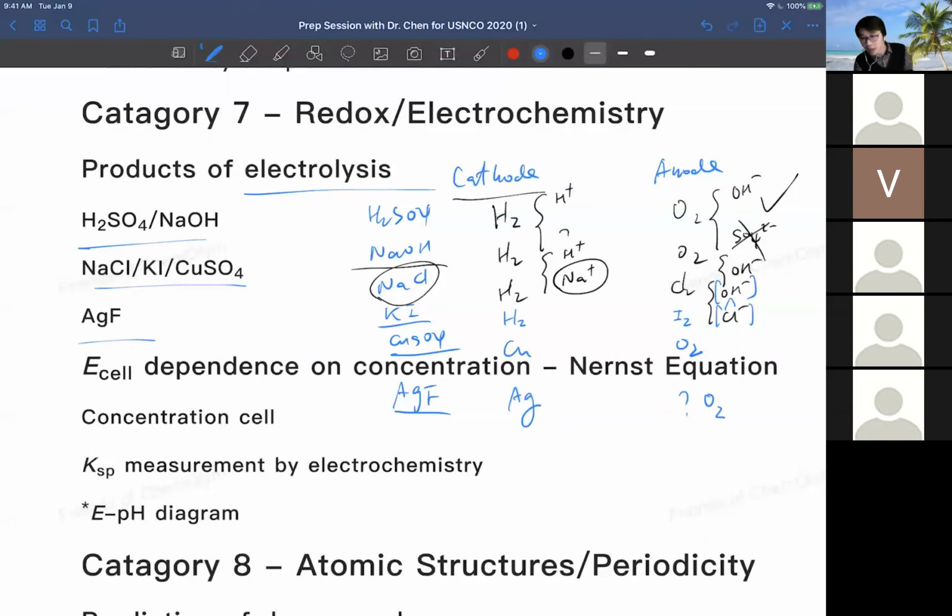Here will be O2, because the two candidates are one fluoride and one hydroxide. Although hydroxide has a much lower concentration, F minus is so hard to lose electrons, because F2 is so strong to gain electrons, right? So I think it makes sense, right?